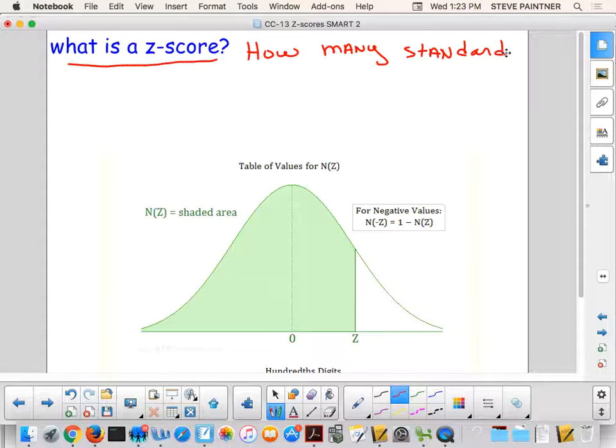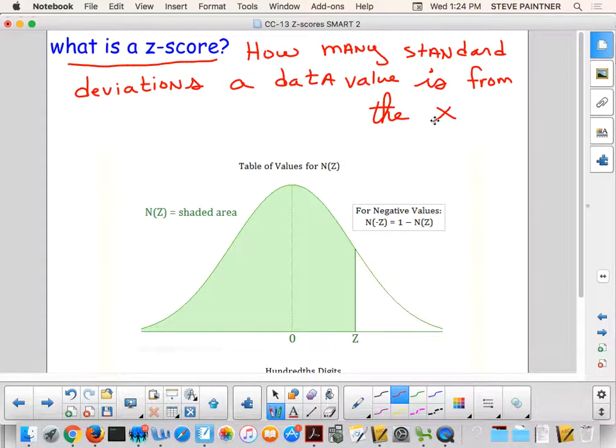Hope you're writing. A z-score is how many standard deviations a data value, any data value, is from the mean or average. How many standard deviations a data value is from the average. So you have a z-score of 2, and that's two standard deviations, exactly. I'll go there next. Hang on, I've got one more thing to say.